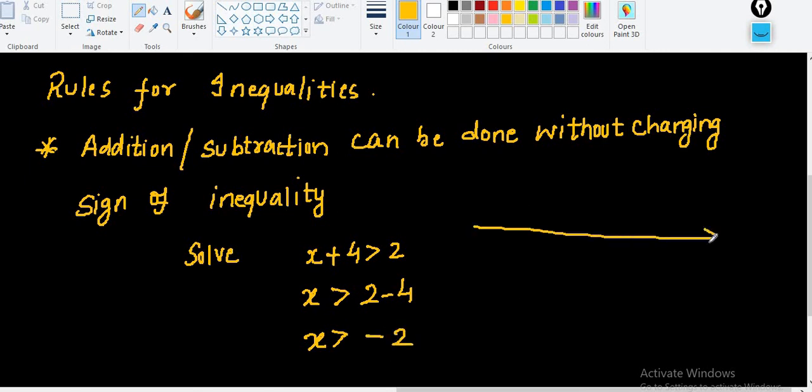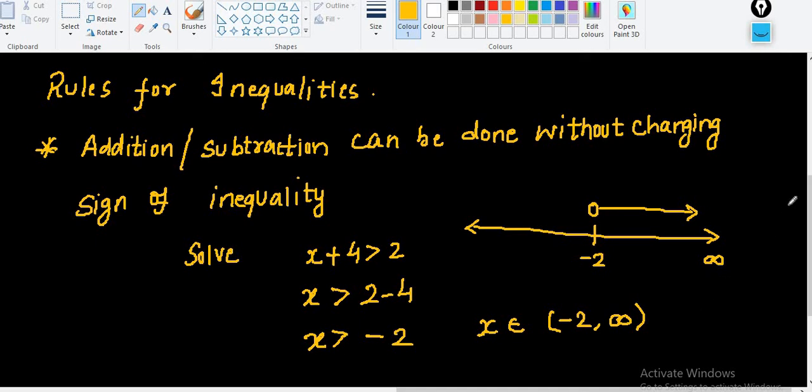How will you visualize this on number line? Here is -2. As there is no equal sign, I am just taking it open, and we need a number greater than -2. So the numbers greater than -2 are on the right hand side of -2. So your answer is x belongs to (-2, infinity). Infinity is always open and -2 is open because there is no equal sign.